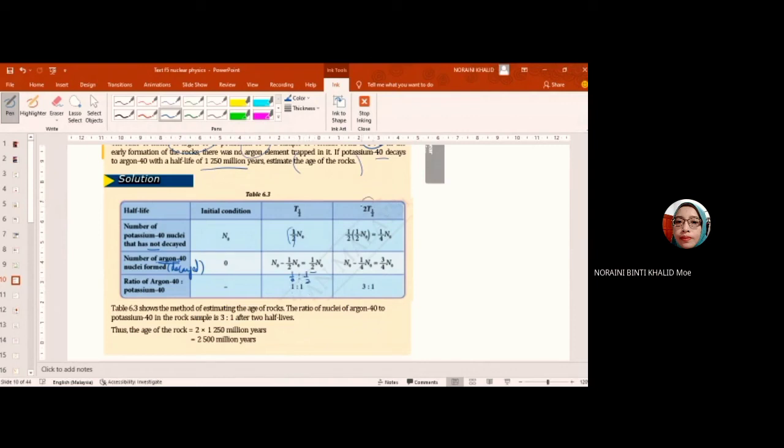And then after 2 half-lives, the fraction that has not decayed is equal to 1 over 4. The one that already decayed is 3 over 4, because 1 minus 1 over 4 gives 3 over 4. So the ratio will become 3 over 4 to 1 over 4. Because here we want argon 40 to potassium 40, we can simplify and get 3 to 1.